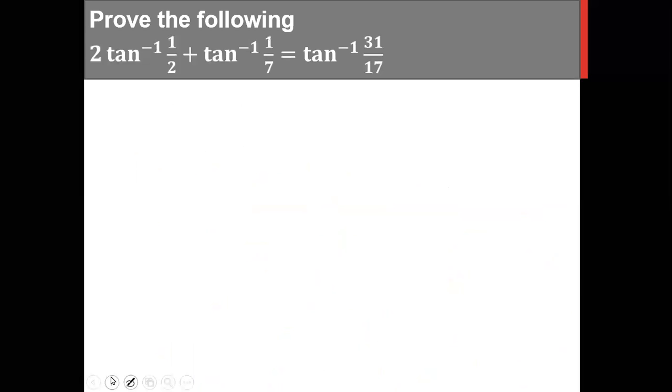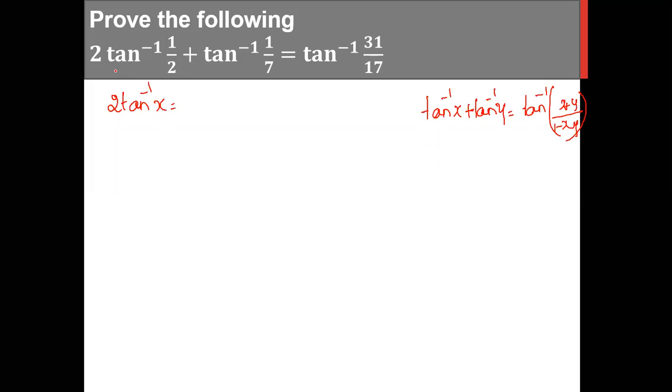This is the next question. Try to solve this, students. So here, first you have to apply the formula for 2 tan inverse x. The formula we know so far is tan inverse x plus tan inverse y, if it is in this form, then we can write it as tan inverse of x plus y divided by 1 minus xy. But here, in order to use that formula, we have an extra 2, that is 2 tan inverse half. So first we have to convert 2 tan inverse half into tan inverse of something. For that we use the formula: 2 tan inverse x is tan inverse of 2x divided by 1 minus x square.